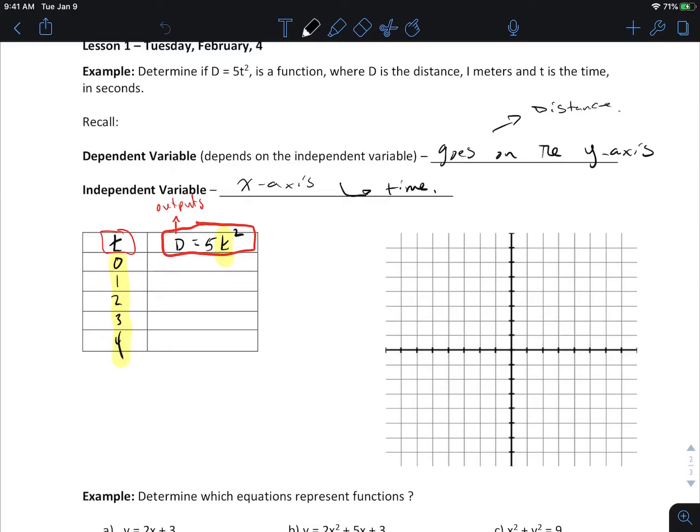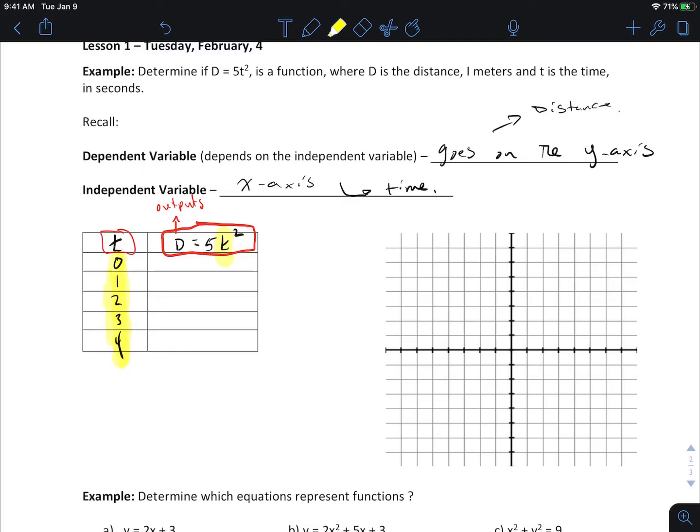Okay, so we discussed what an independent and dependent variable were. And then we also discussed that an equation is kind of like a machine, right? So we can input things into the machine, and from that we get output. So in this case, the inputs are these t values, which we highlighted as being all these here, right?